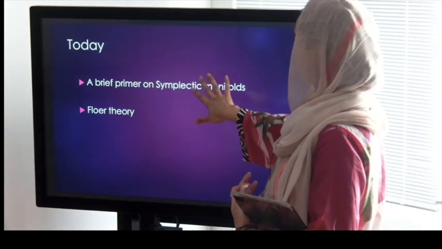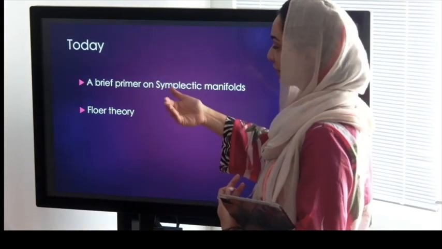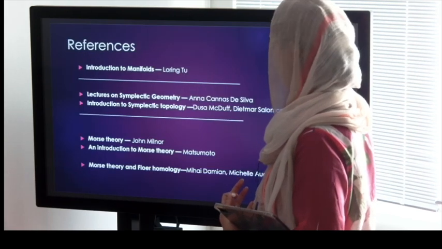All right, so before we do that, Floer theory is done on a symplectic manifold. So I need to tell you what symplectic manifolds are.